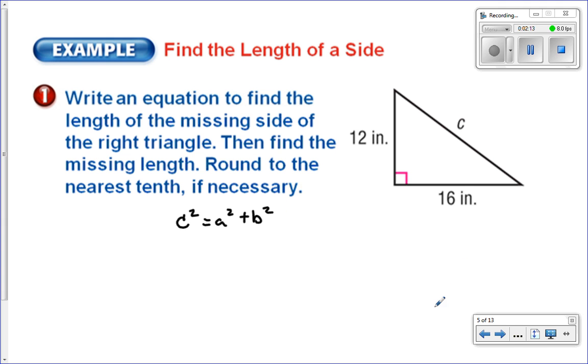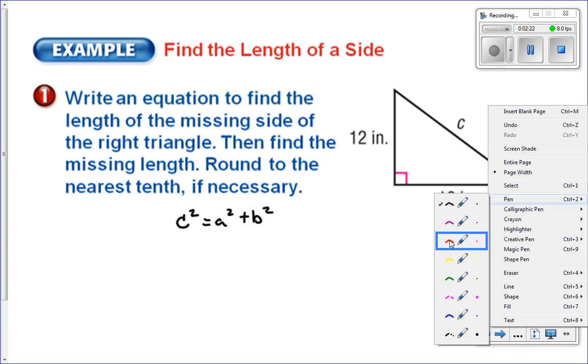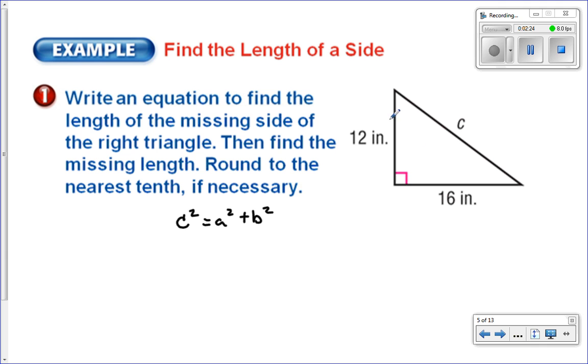In order to complete this equation and solve for the missing side, we do have to label this correctly. I'm going to change colors here. The short leg, the side that's connected to the right angle, is leg A. The longer leg is leg B, and then they already have the hypotenuse labeled as C.